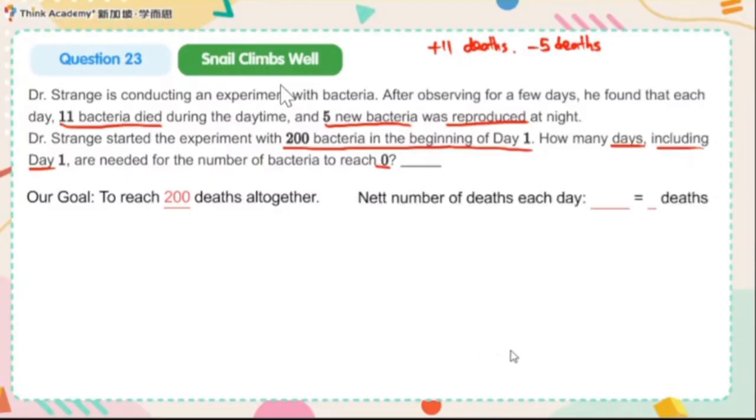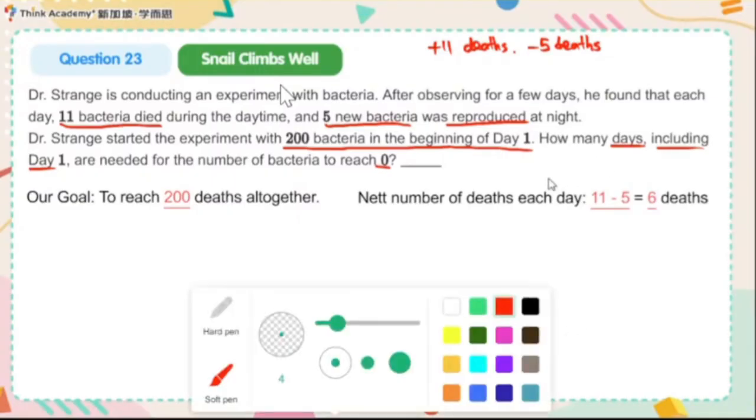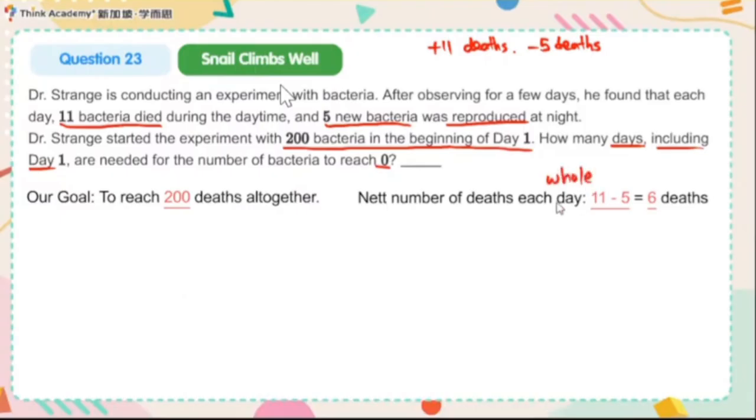Now, after one whole day, during the daytime there are 11 deaths, but then 5 reproduce themselves at night. So the net number of deaths each day is just 6 deaths. There are only 6 deaths each whole day. Let me write out a little note: each whole day. So as we plus 11 minus 5, plus 11 minus 5, this question is like the snail climbing problem because it keeps going up, going up, going down.